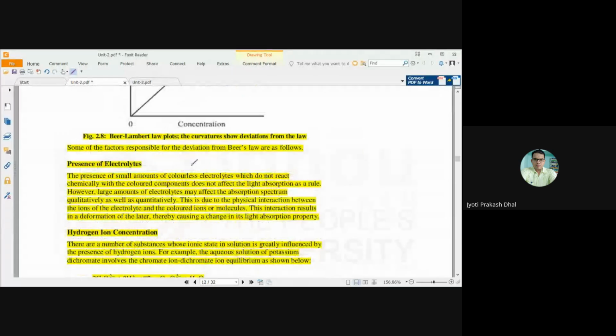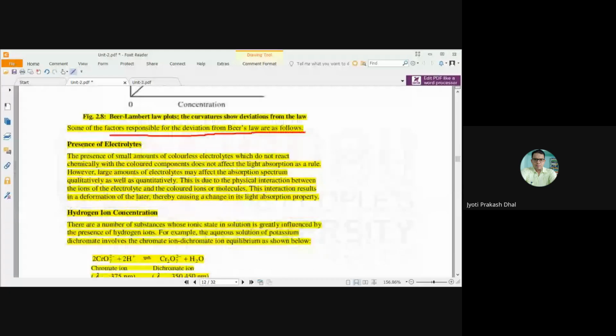Now, why are these types of positive or negative deviations coming? The presence of a small amount of colorless electrolytes which do not react chemically with the color component does not affect the light absorption as a rule. However, a large amount of electrolyte may affect the absorption spectrum quantitatively as well as qualitatively. This is due to the physical interaction between the ions of the electrolyte and the colored ion or molecule.